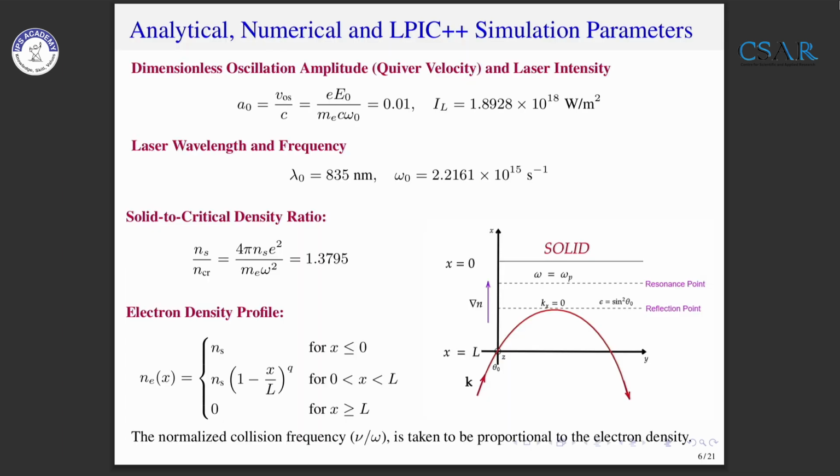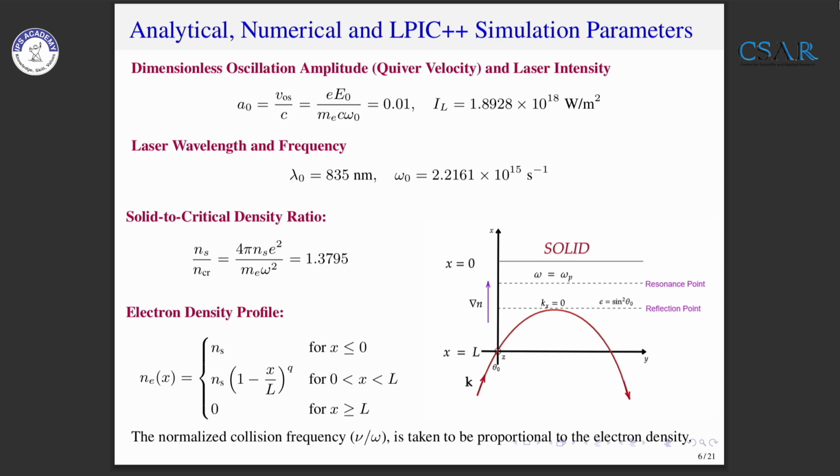This is the typical analytical, numerical, and PSSI++ simulation parameter. The intensity is approximately 10 to the power 18 watt per meter square, and the wavelength is 835 nanometer. And I choose the solid variant critical density, which is approximately 1.3795.